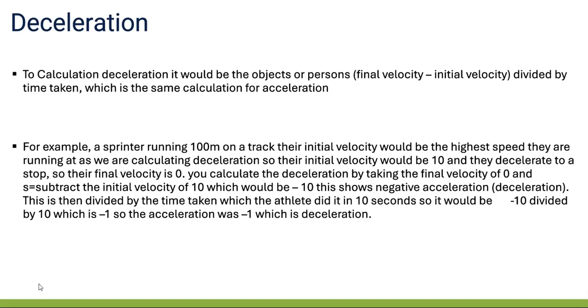For example, a sprinter running 100 meters on a track, their initial velocity would be the highest speed they are running at, as we are calculating deceleration, so their initial velocity would be 10, and they decelerate to a stop, so their final velocity is 0. You calculate the deceleration by taking the final velocity of 0 and then subtracting the initial velocity of 10, which would be minus 10. This shows negative acceleration, which is deceleration. This is then divided by the time taken, which the athlete did in 10 seconds, so it would be minus 10 divided by 10, which is minus 1. So the acceleration was minus 1, which is deceleration.